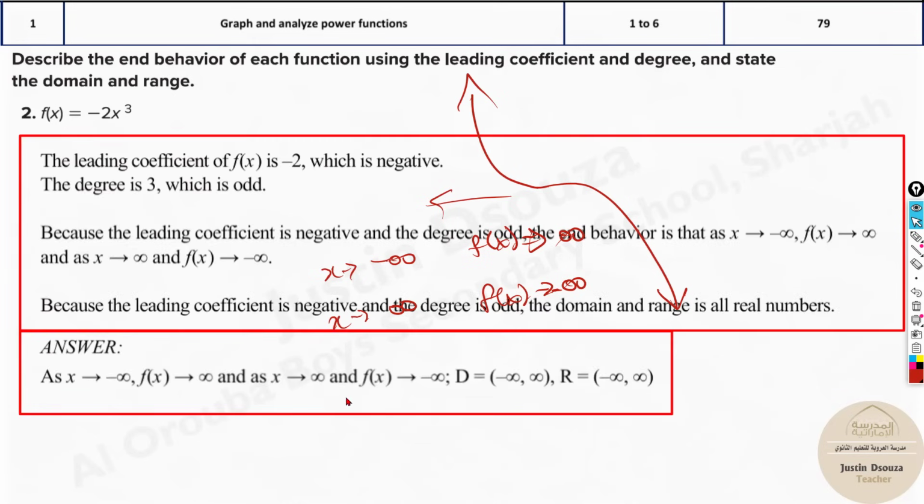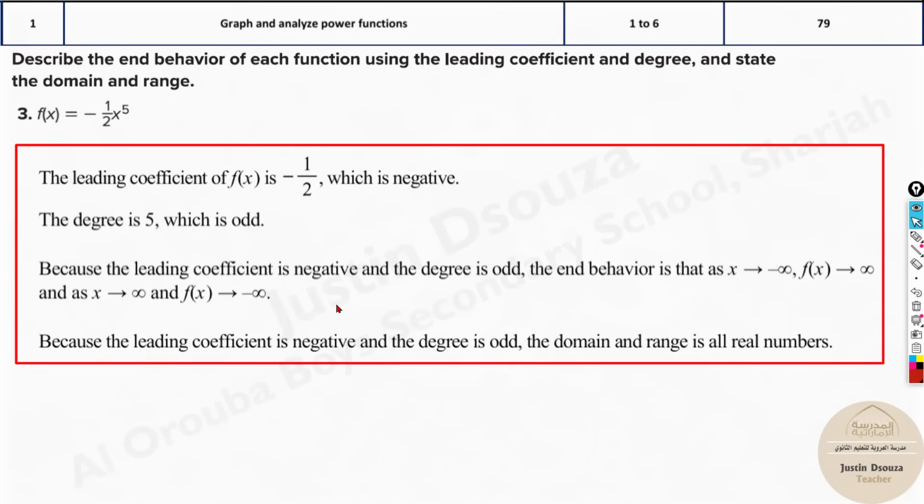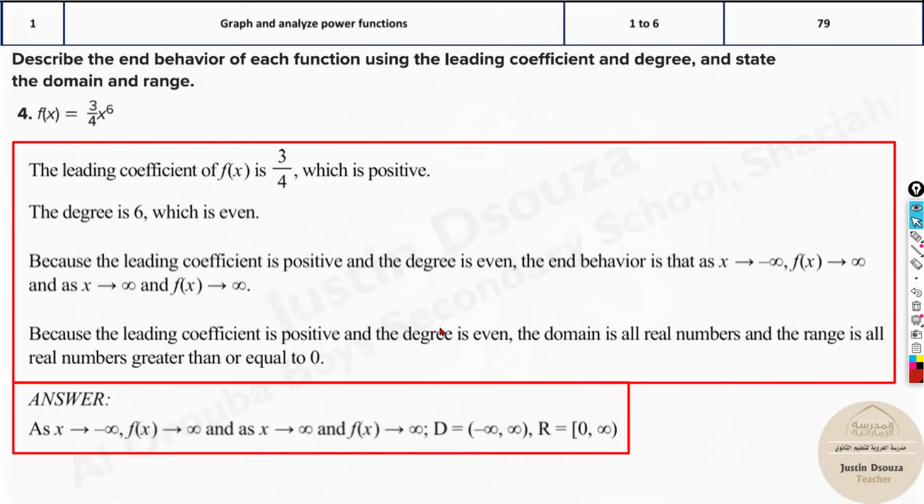So this is it. You can see as x tends to infinity, it is negative infinity, whereas minus infinity was positive infinity. Domain and range, all real numbers, means from minus infinity to positive infinity, all countable numbers are included. That's it, guys. Those are two different types. Same way you can solve the other problems. They're very straightforward. Look at the power and look at the sign and easily write them out. Even over here, it's even power.